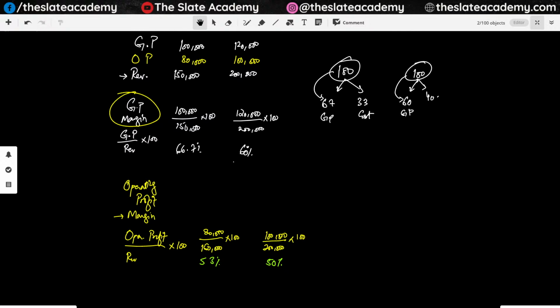But markup in this case, the formula will become gross profit over cost of goods sold into 100. It's the same as saying, sorry, not selling price, it is contribution over cost into 100.